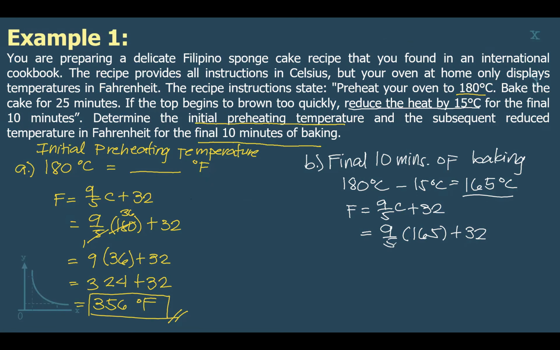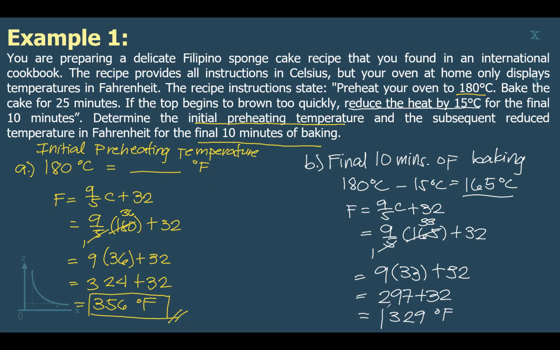Okay, so since 165 and 5 are both divisible by 5, pwede natin siyang i-cancel. Okay, 5 divided by 5, that is 1. 165 divided by 5, that is 33. So we will have 9 divided by 1, this is 9, multiplied by 33 plus 32. 33 times 9, this is 297. Plus 32, that is equal to 329 degrees Fahrenheit.